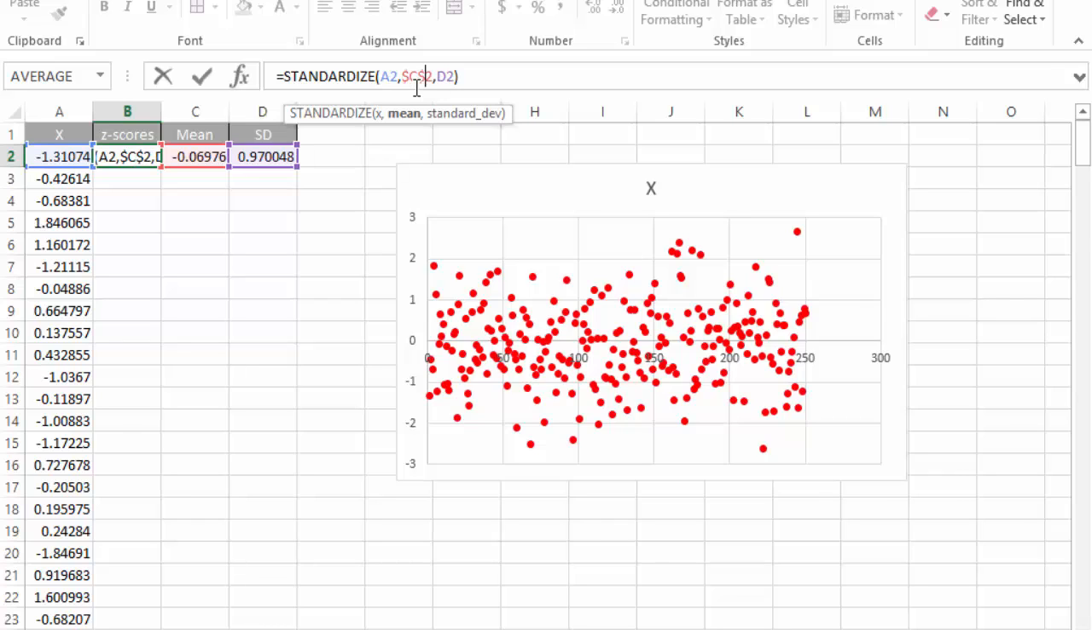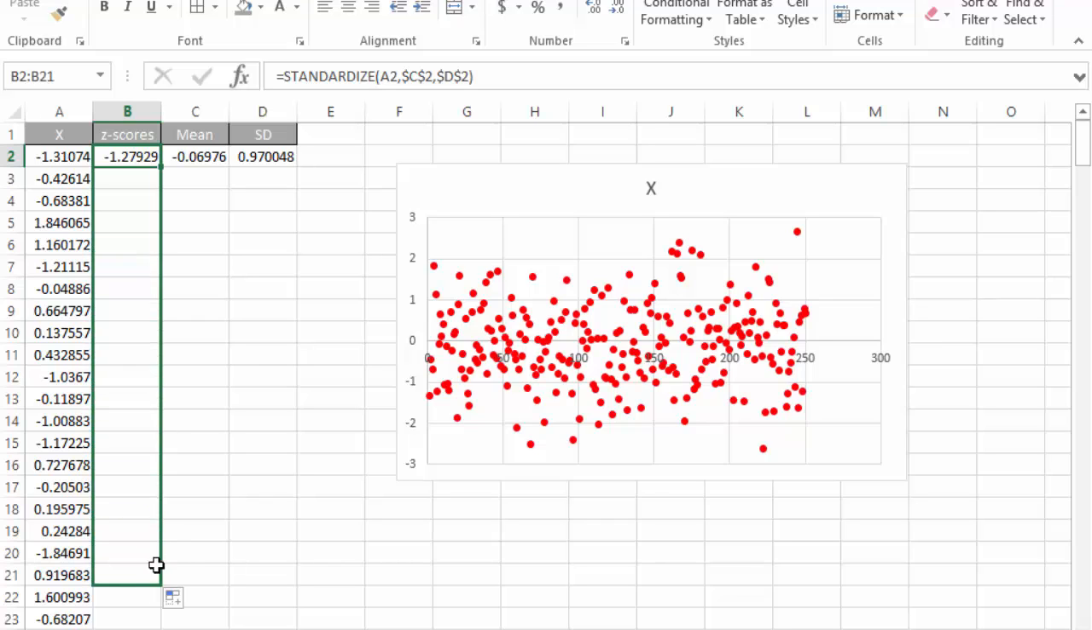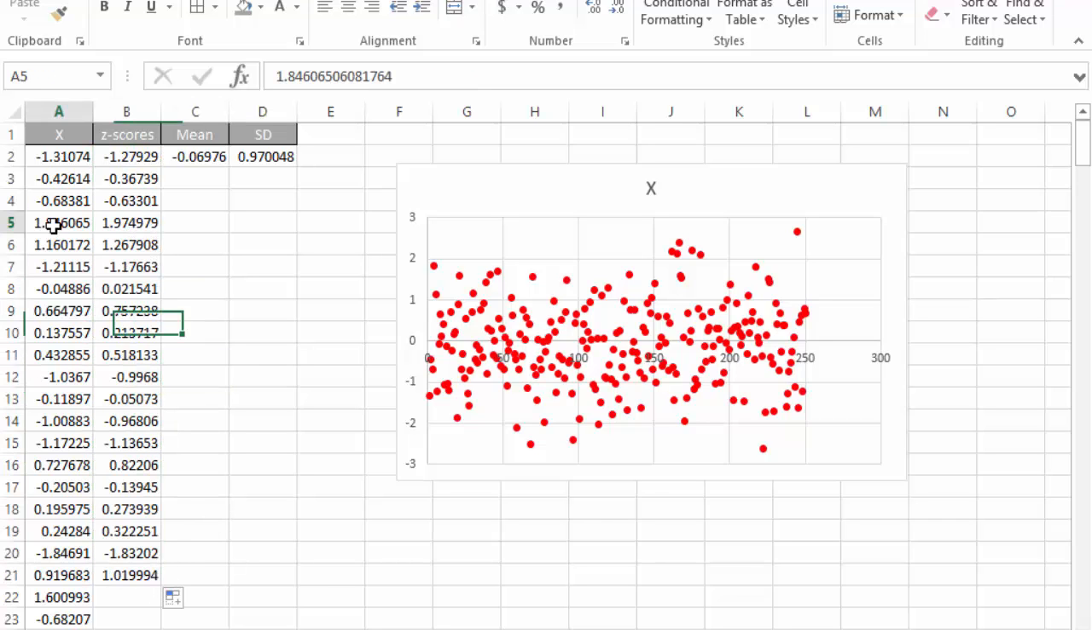I won't do it for the whole thing. I think I created 250 of them. I'm just going to do it for some of them so we can see the difference. So this one has an actual value of 1.8. The z-score is 1.97, and it's positive because it's greater than the mean. Again, this side here, the x's, have a mean of negative 0.06 and a standard deviation of 0.97. These z-scores, which we converted these x's into, have a mean of 0 and a standard deviation of 1.